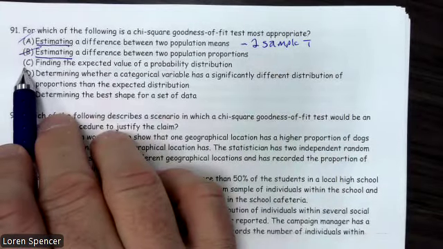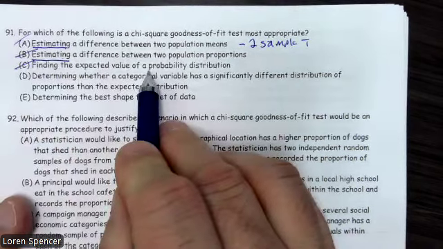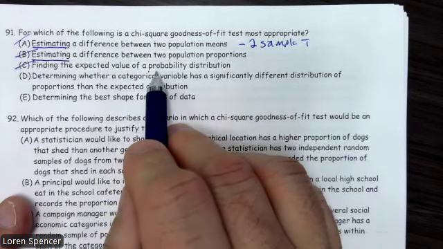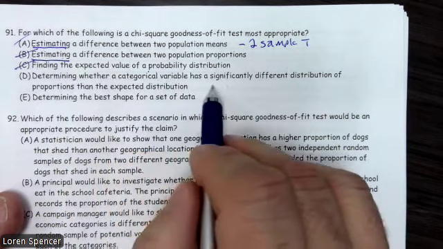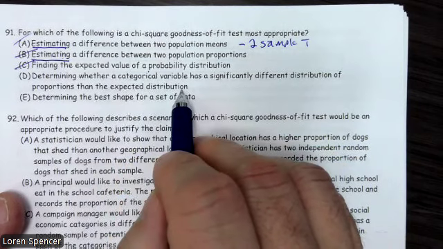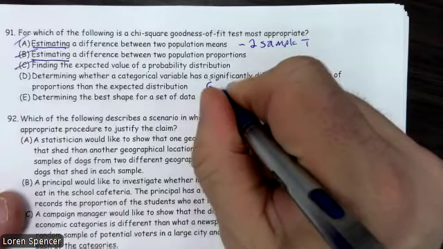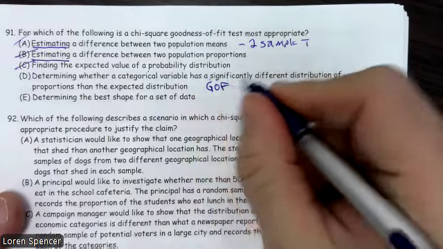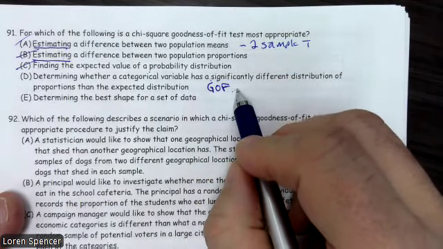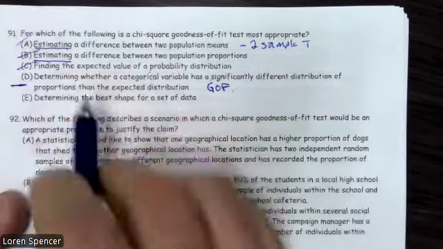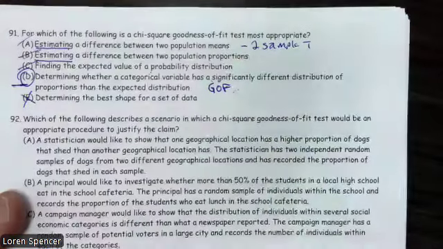Finding the expected value of a probability distribution. That's an expected value. That is just a probability problem. Determining whether a categorical variable has a significantly different distribution of proportions than the expected distribution. That right there could be either a goodness of fit, or it's possible that it is a chi-squared homogeneity. So this is looking pretty good here. Determining the best shape for a set of data. Nope, that's not it. D is the only one that's a chi-squared.